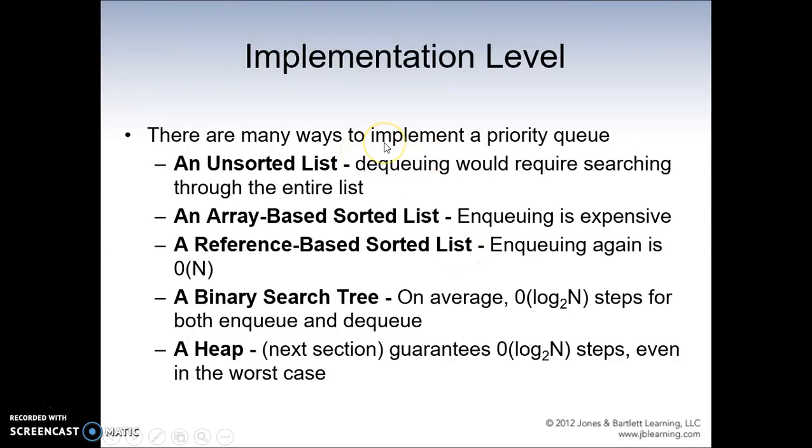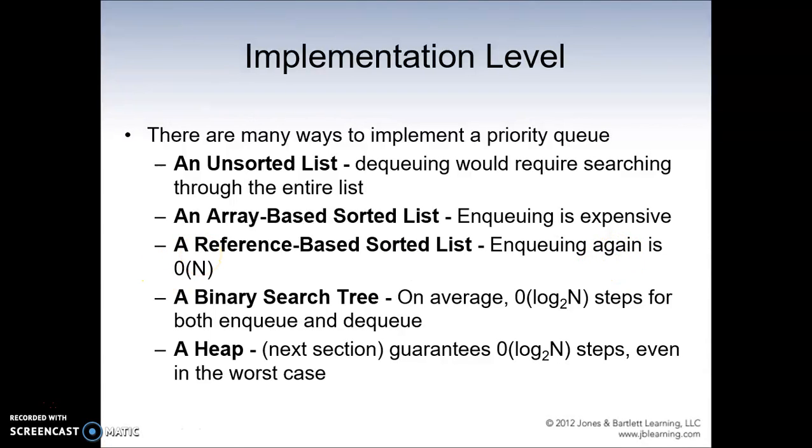So there are many ways to implement a priority queue, right? We said an unsorted list. When you dequeue, you would have to search through the entire list for the priority, right? We can use an array-based sorted list, and we know that array-based when you enqueue is expensive, right? And a reference-based sorted list, reference-based means using a linked list. Again, when you enqueue, it's going to be O(n).